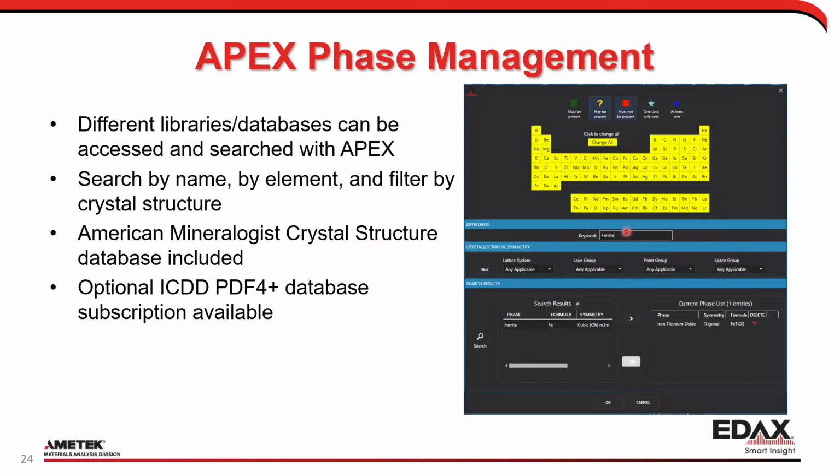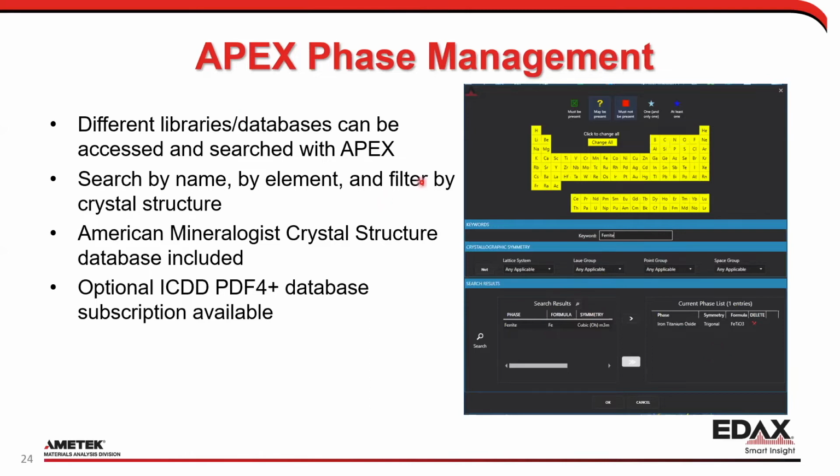I can search by keywords. I can search by lattice systems, et cetera, et cetera. And then go ahead and click on this, and it automatically updates down here to say what I wanted. So here I'm searching just for ferrite. It popped up ferrite. And I go ahead and click on it and add it over here to this guy over here.